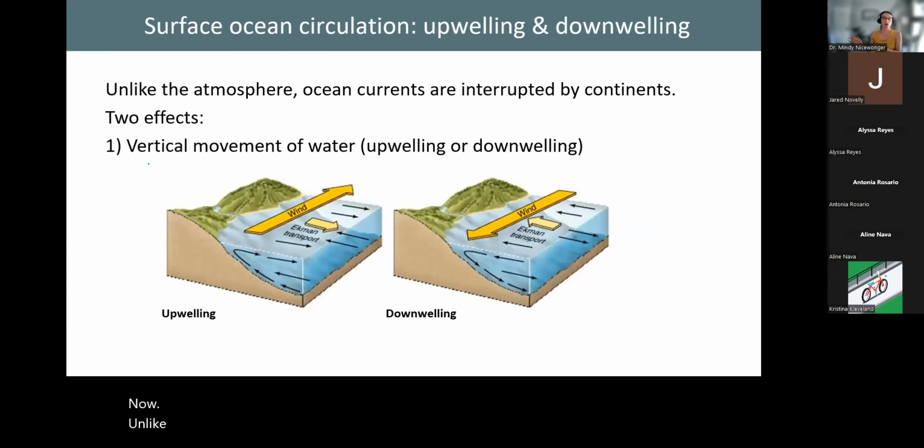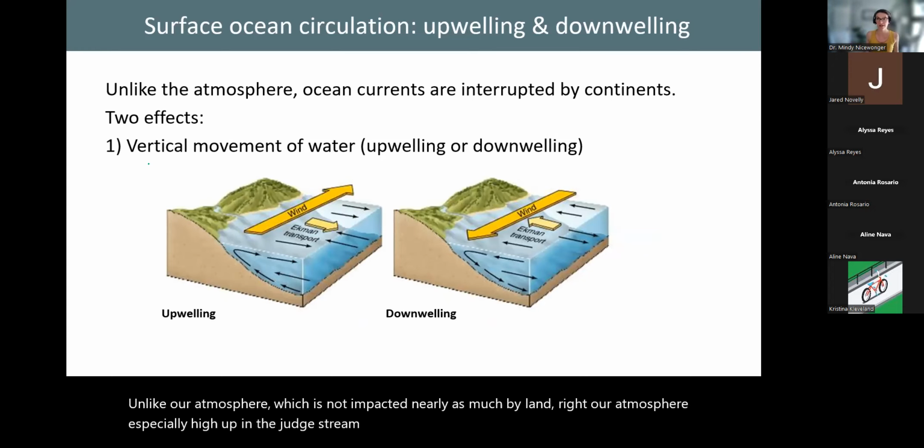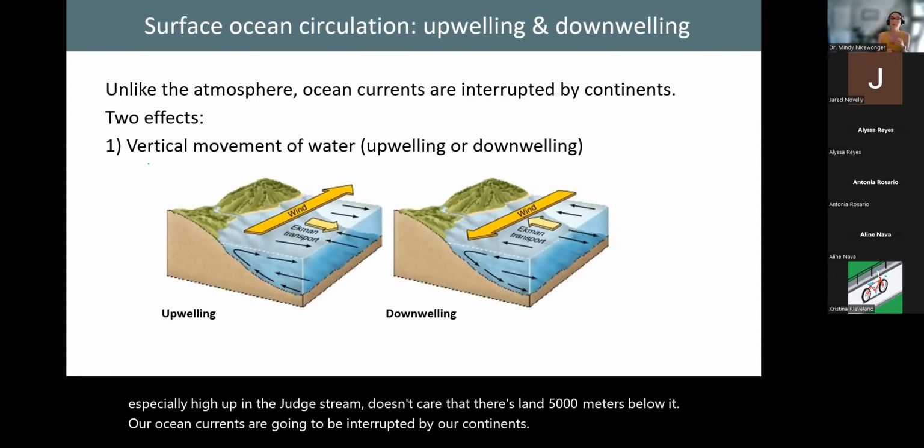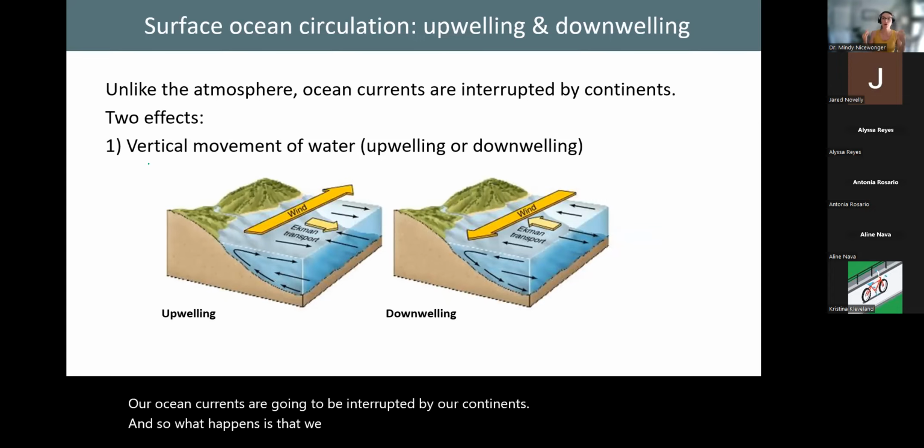Now, unlike our atmosphere, which is not impacted nearly as much by land, right? Our atmosphere, especially high up in the jet stream, doesn't care that there's land 5,000 meters below it. Our ocean currents are going to be interrupted by our continents. And so what happens is that we get vertical movement of water. We are going to call that upwelling, where water is coming upward, and downwelling, where water is moving down.